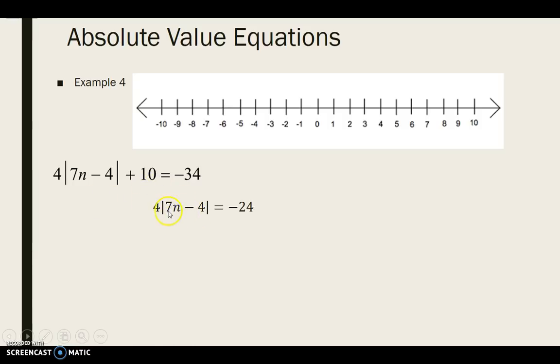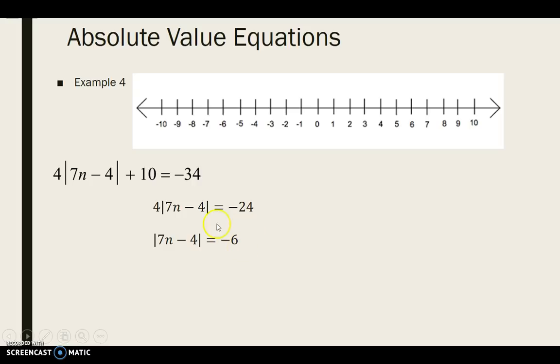And I should not distribute the 4 into the absolute value symbols. Instead, I'm going to divide it away because I'm trying to get the expression inside the absolute value to be isolated so that I know the distance from 0. So I'm dividing both sides by 4. And negative 24 divided by 4 gives us a value of negative 6.